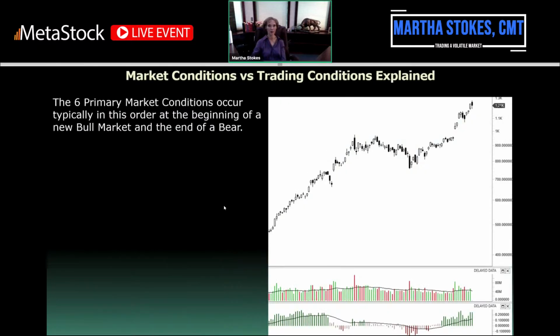Awesome. Market conditions versus trading conditions. I need to explain this. The 6 primary market conditions occur typically in this order at the beginning of a new bull market and the end of a bear market. Bottoming to platform, controlled by the dark pools.